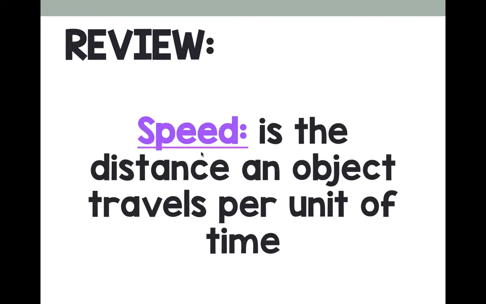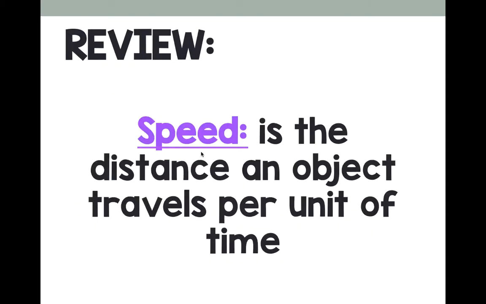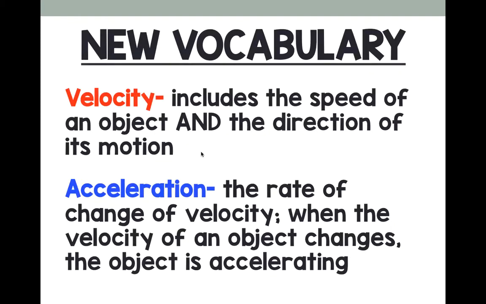Now, speed is very, very simple. Distance and time. Done. Velocity actually takes speed and adds on to it. So velocity and speed are often interchangeable. A lot of scientists use these words in place of each other, but they actually mean two different things. They're very, very similar, don't get me wrong, but there is a slight difference. Speed includes distance and time. That's it. Velocity is speed plus the direction. It includes the speed of an object and the direction in which that object is traveling, or its motion.